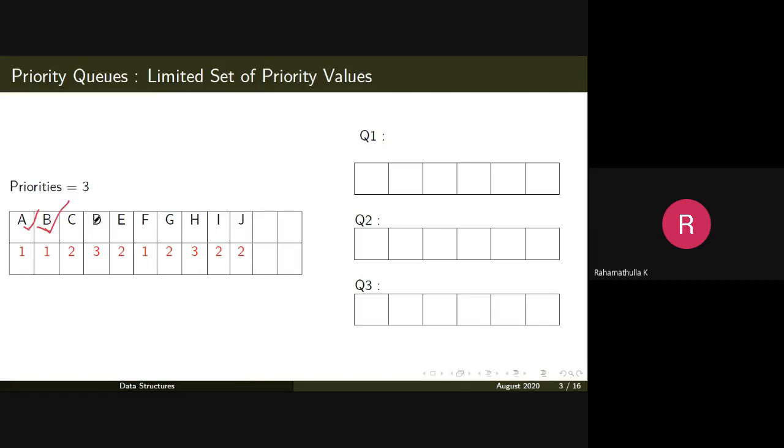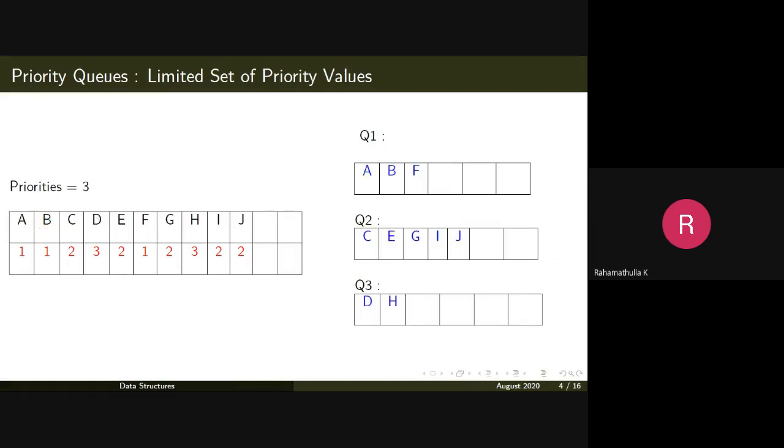So if you insert all these elements into the queue, it will look like this. A, B, and F have priority equal to 1 and will be entered into Q1. C, E, G, I, J will be entered into Q2. D and H will be entered into Q3. So 10 insert operations will create a setup like this. We have three queues and all three queues are filled with a few elements.